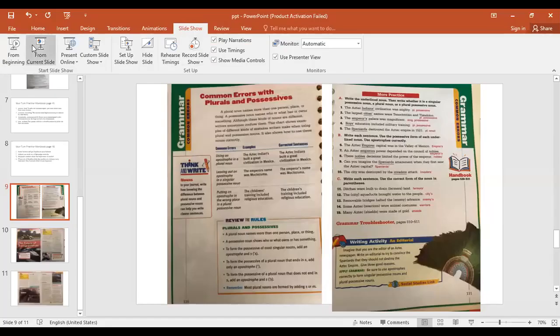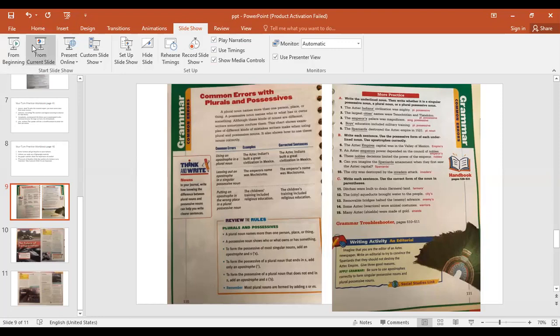Hi, grade 5. Today's grammar lesson is called Common Errors with Plurals and Possessives. I noticed that some of you asked me, how do we know if this is a plural noun or a possessive noun? So hopefully this lesson will be helpful. This is the last lesson that we will be taking from Unit 2, the last new lesson that will be on your term exam, inshallah.